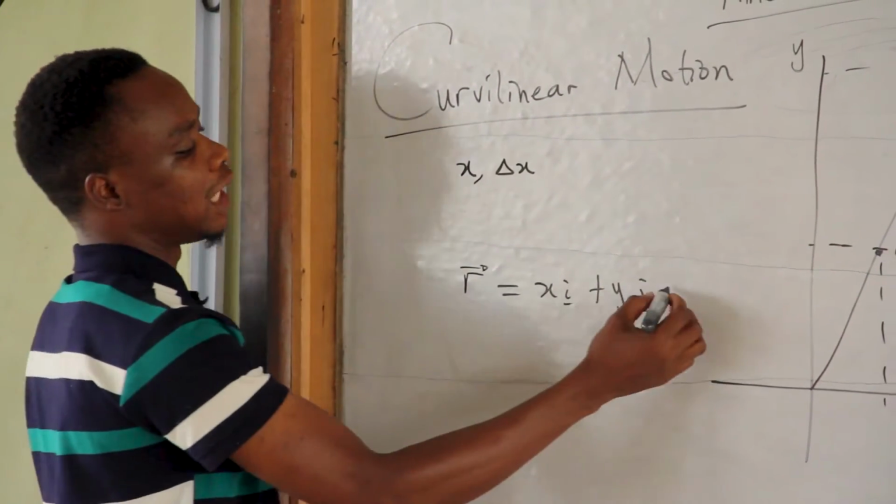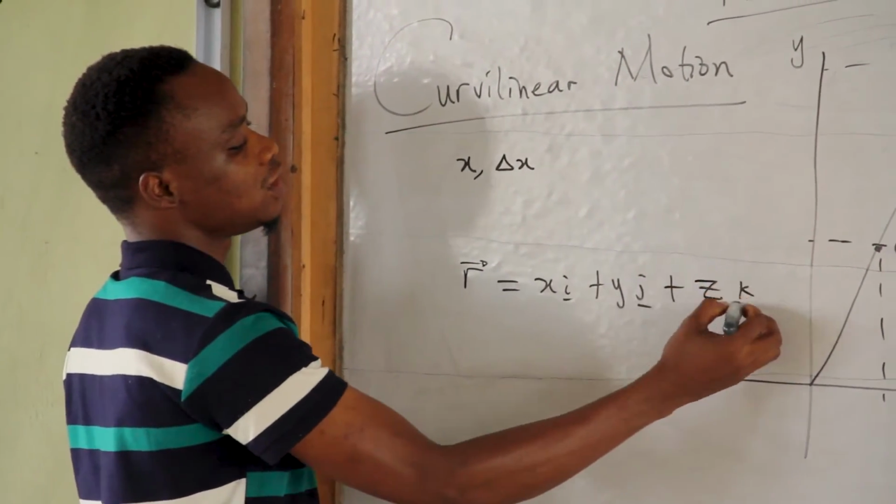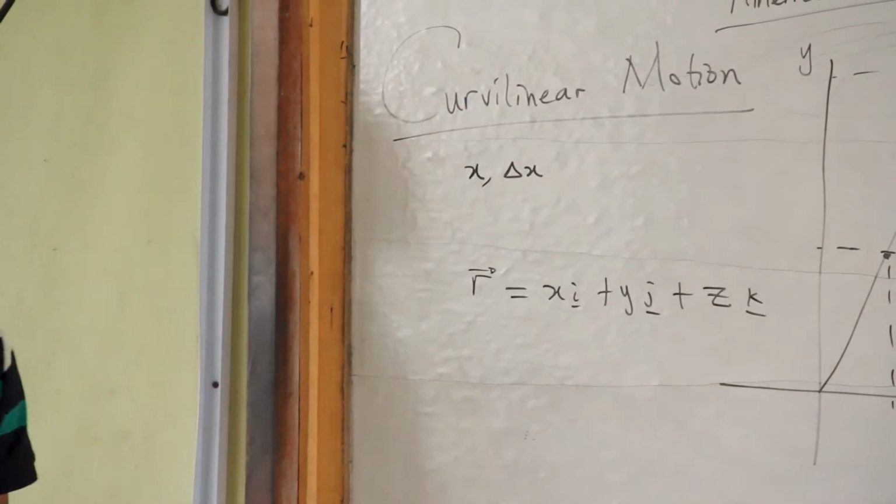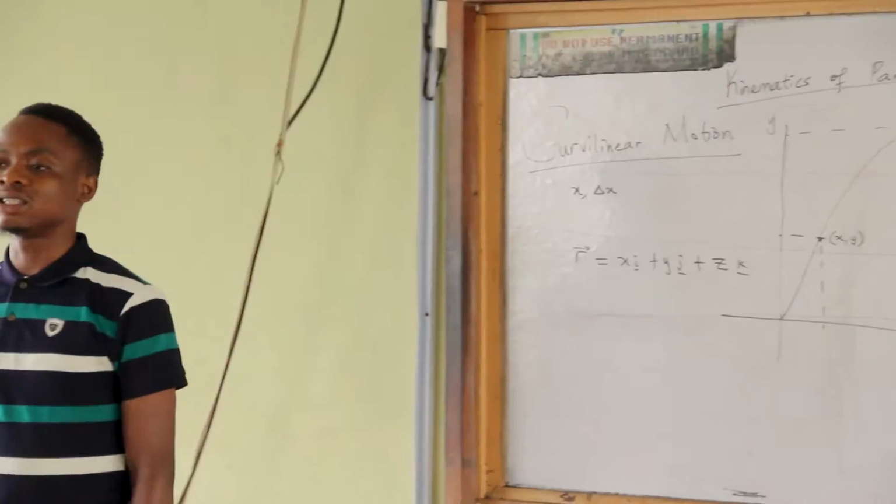And if I'm dealing with 3 dimensions, I will also have the z component, or z coordinates. Does that make sense to you? So that means in this case, the position here is going to be a vector. Do you get that? Literally a vector.